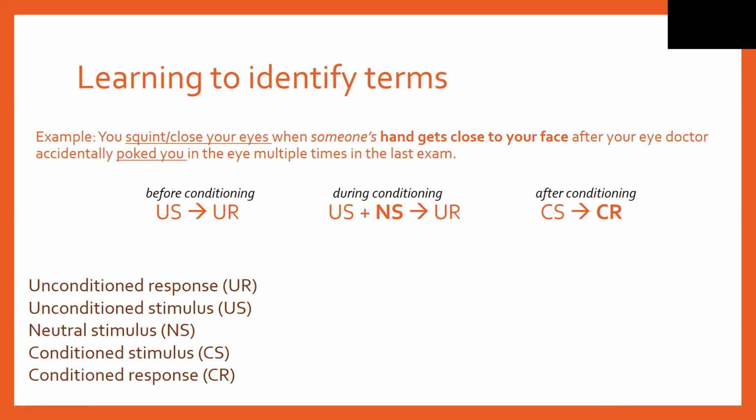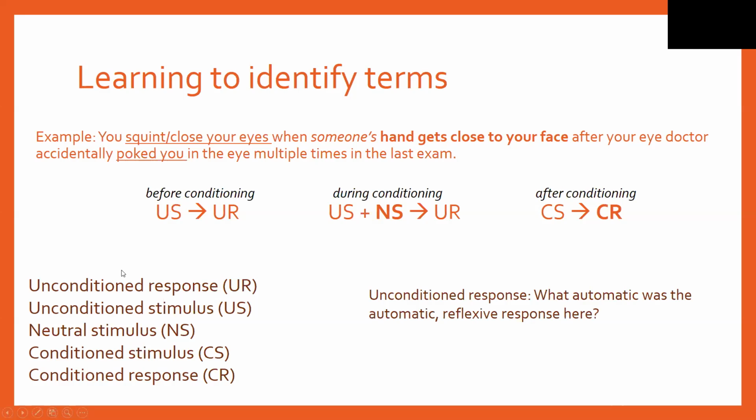Let's underline and highlight some of the variables or stimuli and responses here. So squinting and closing your eyes would be a behavior, right? Someone's hand getting close to your face is a stimuli. Poking you is a stimuli. And so now let's apply it to our terms. What is the unconditioned response here? We're always going to start with that. What was the automatic or reflexive response here?